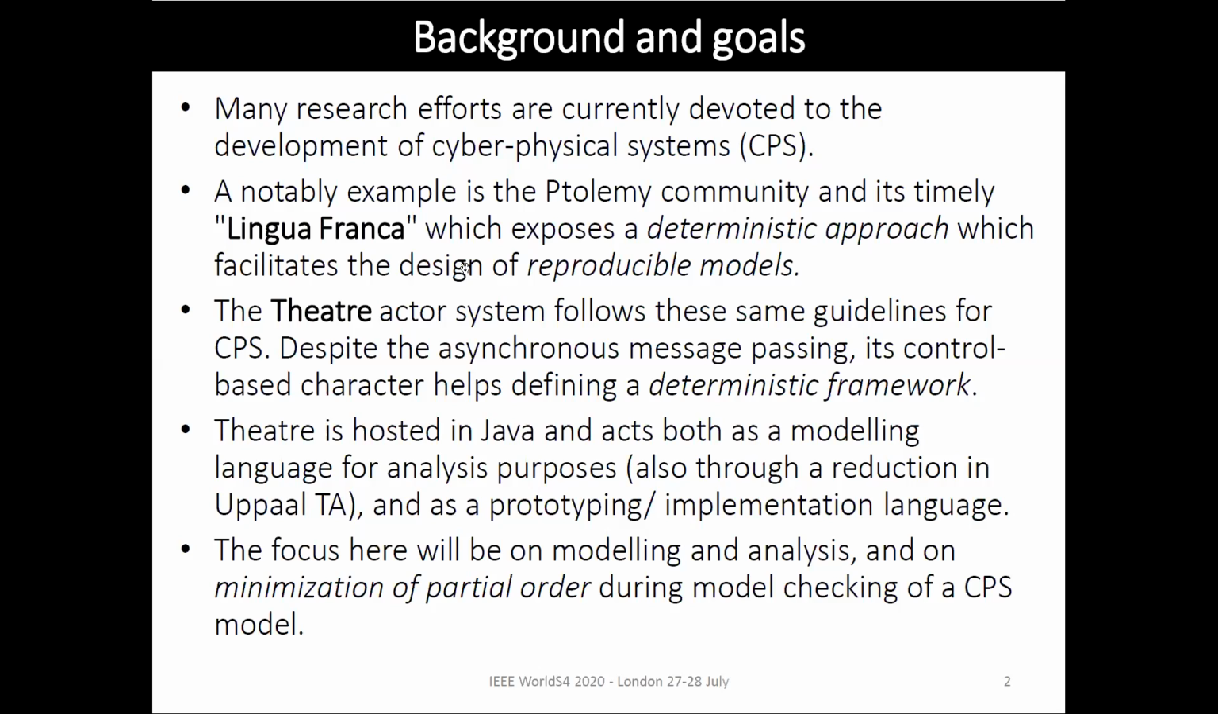Here I would recall the effort of the Ptolemy community at Berkeley University and the Lingua Franca approach, which has stressed the importance of using a deterministic approach. And in this research we try to develop a deterministic version of our Theatre actor system so as to support CPS in an acceptable way.